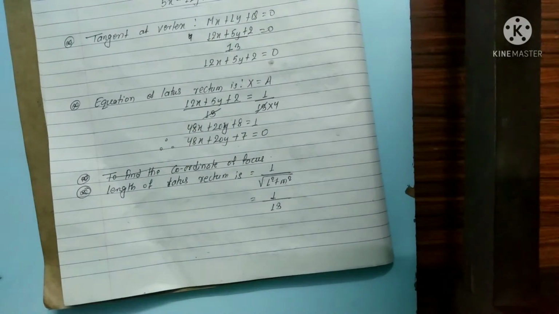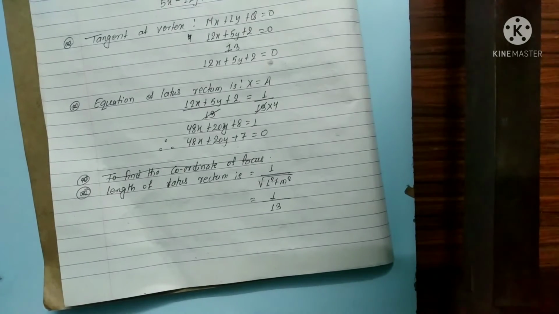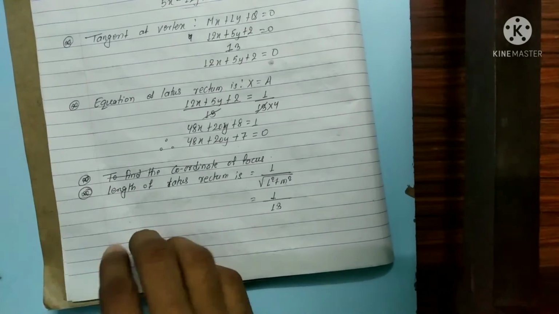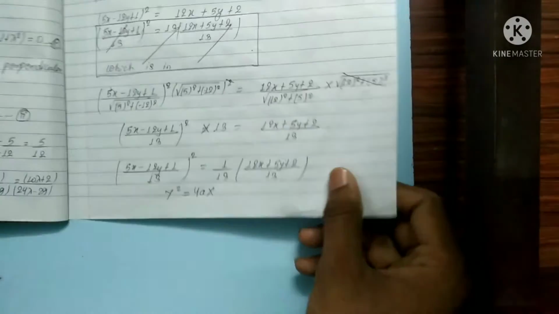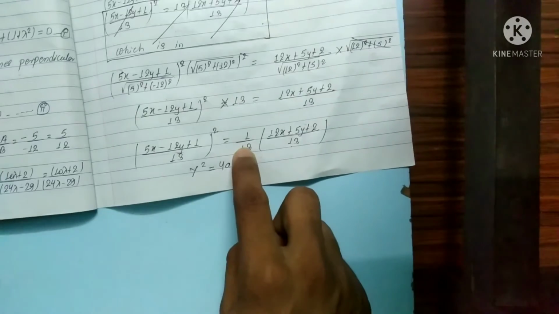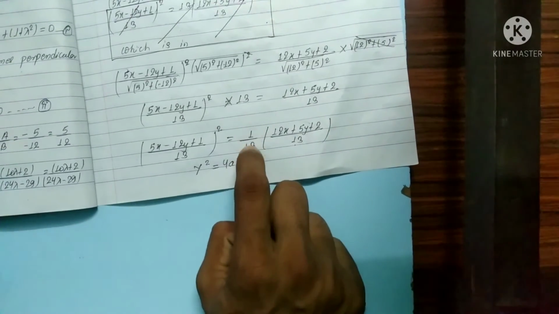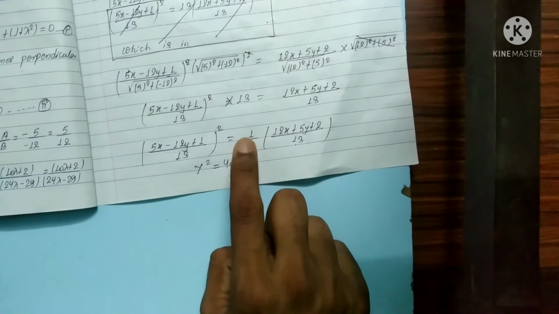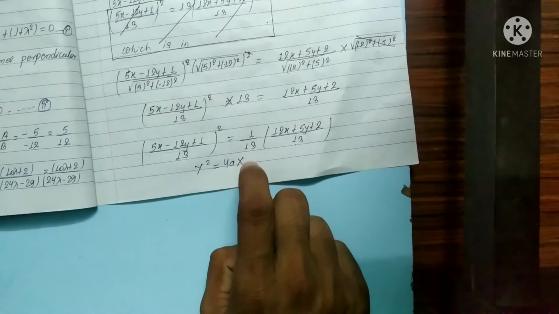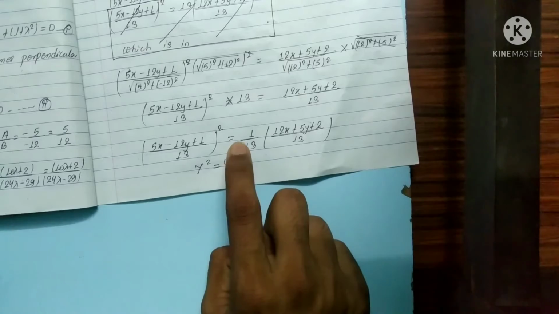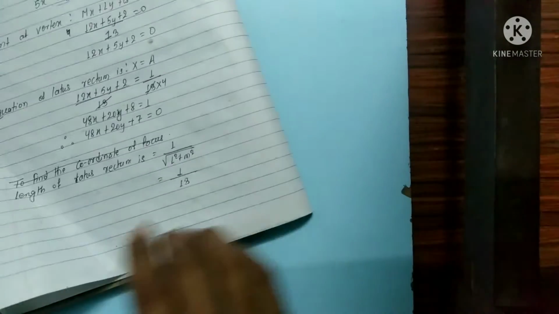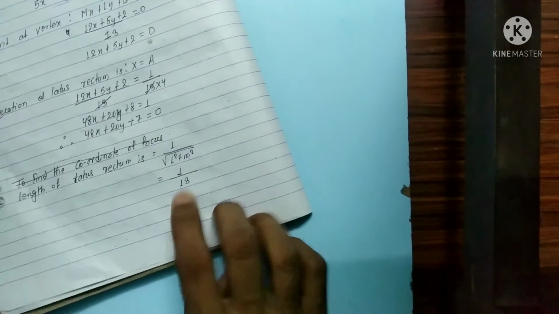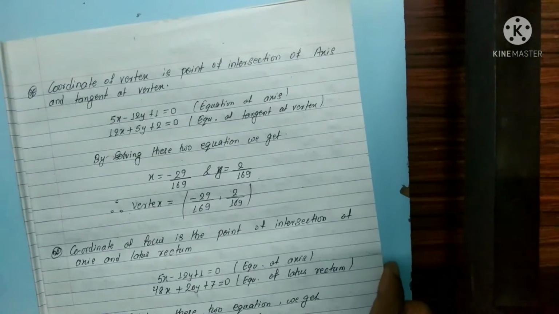Now we go to the length of the latus rectum, which is 1 by root under L square plus m square. When we see that position, this is the form of 1 by root under L square plus m square. The value of 1 by root under L square plus m square is 1 by 13. So 1 by 13 is the length of the latus rectum. Now we go to the next part.